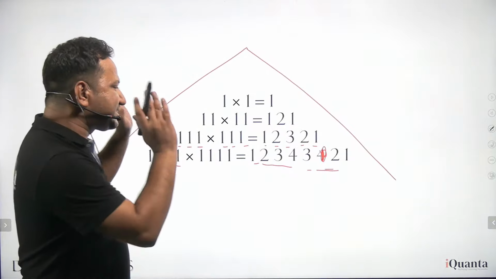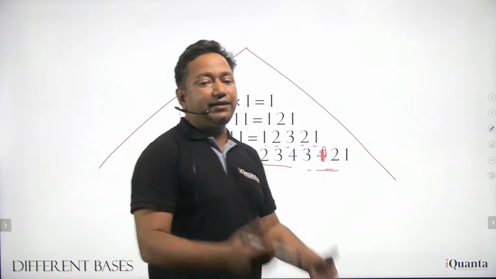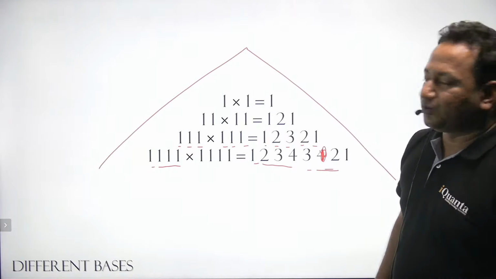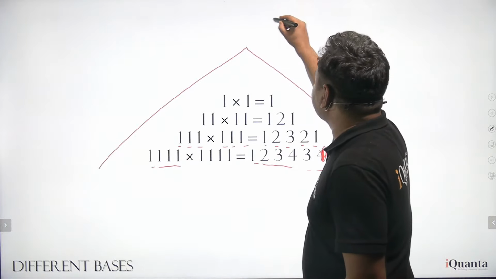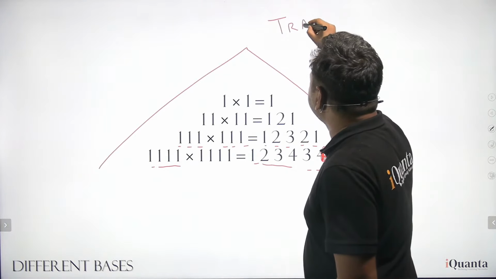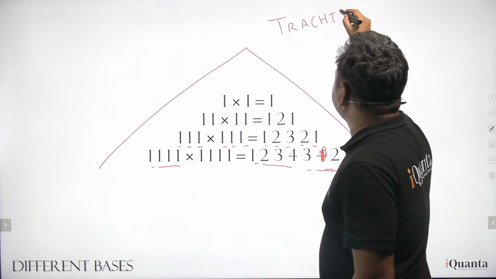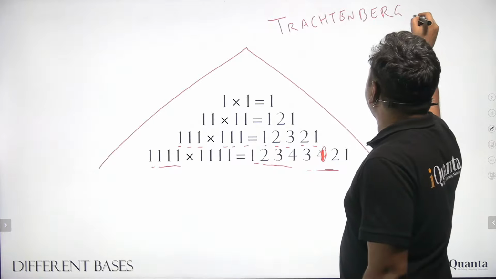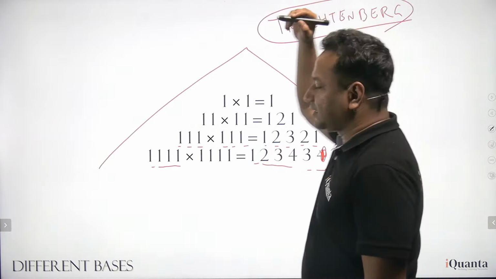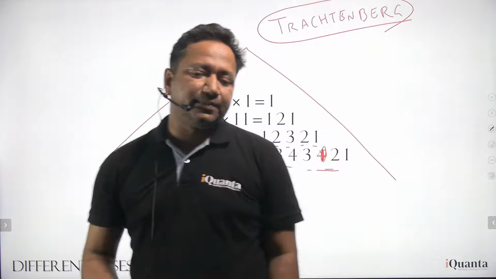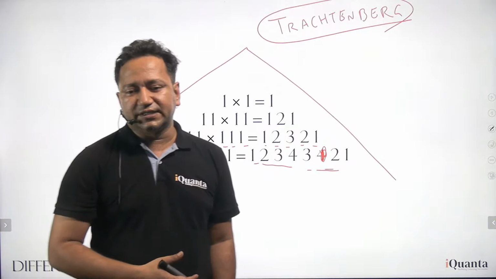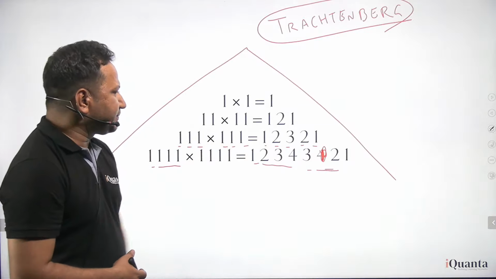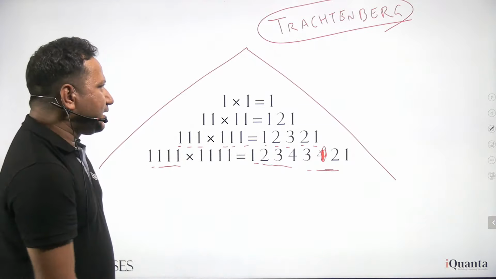Now we'll use the same thing for multiplying numbers from different bases. How to do that? Trachtenberg. Okay, I will just write the spelling over here. During the Second World War, Jakow Trachtenberg developed a method to multiply numbers, and that is called the Trachtenberg system. Yeah, it's basically the squares, but this will be used for multiplying different numbers.